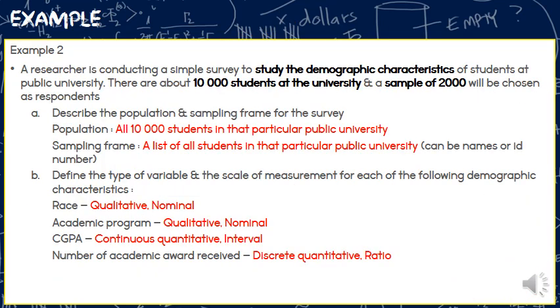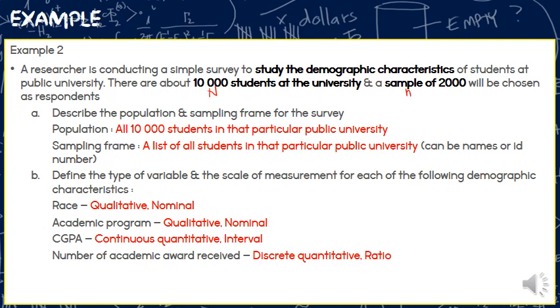This is another example for chapter 1. A researcher is conducting a simple survey to study the demographic characteristic of a student at public university. There are about 10,000 students at the university and a sample of 2,000 will be chosen as respondent. So, the researcher nak conduct study. Pasal apa? Demographic. Berapa bilangan student dalam tu? Ada 10,000 student at the university. 10,000 ini adalah your population, number of element in the population, and sample awak nak 2,000.